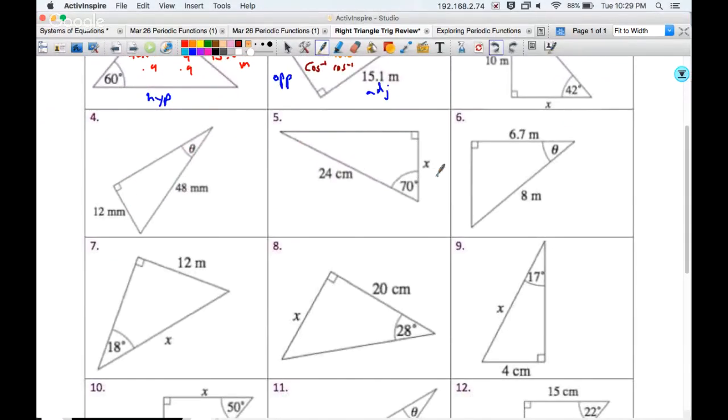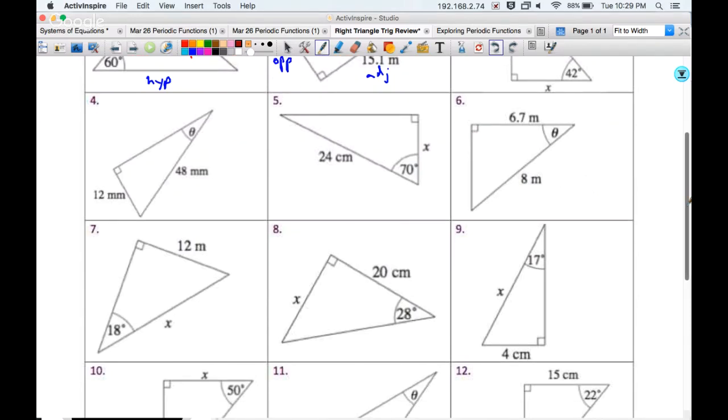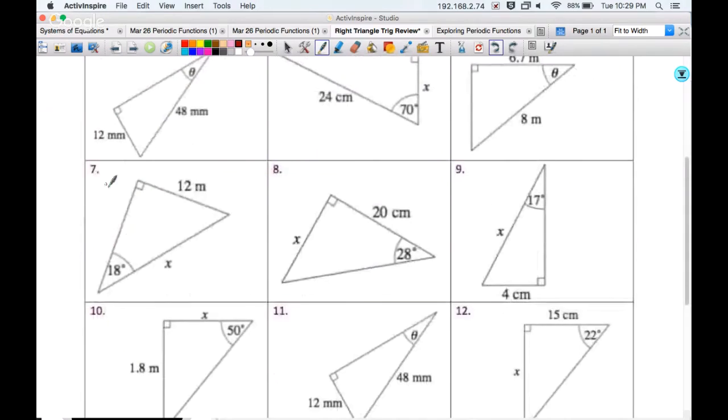That one's tangent as well. This one is cosine. Let's look for one that's going to use sine, since we've already used cosine and tangent. This one here will use sine.